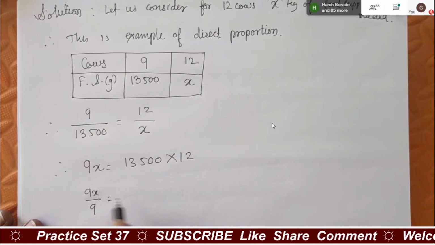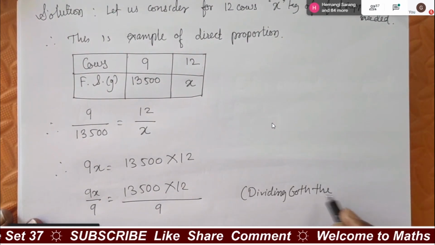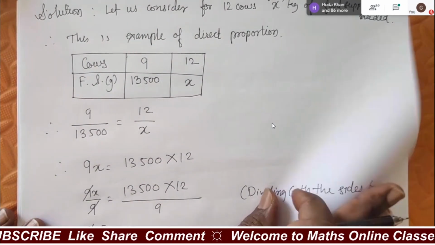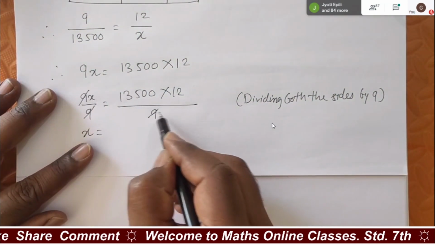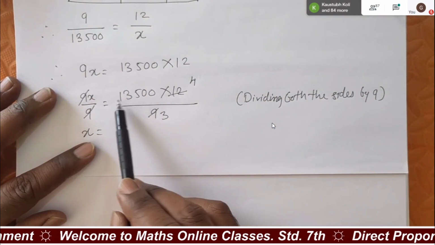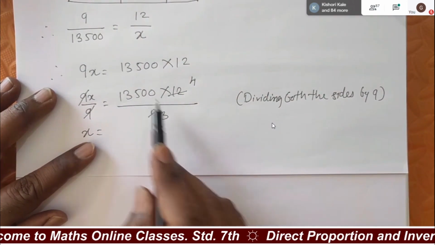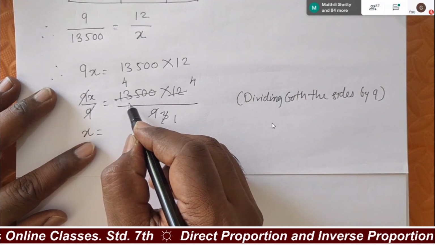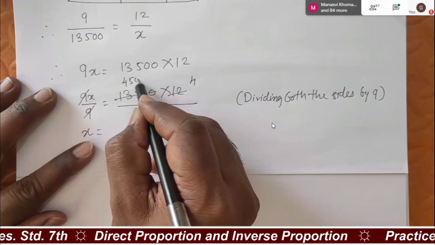9x upon 9 equals the right side upon 9. Write down here, dividing both the sides by 9. This will get cancelled. X equals, see here, 9 and 12 come in the table of 3. 3 3s are 9, 3 4s are 12. Now this number 13,500 is divisible by 3, so divide it by 3. 3 1s are 3, 3 4s are 12, 13 minus 12 is 1. Take this 5 down, it becomes 15. 3 5s are 15, and these 2 zeros as it is.